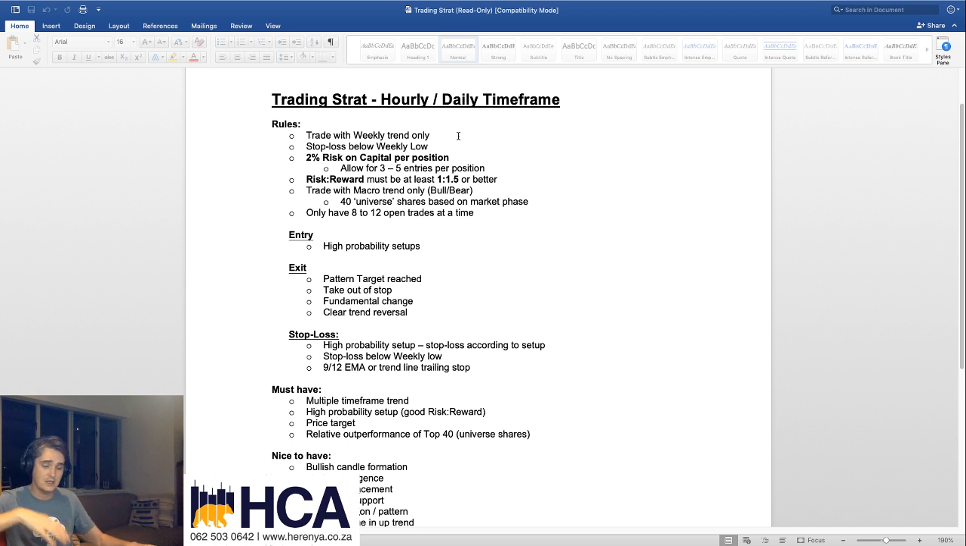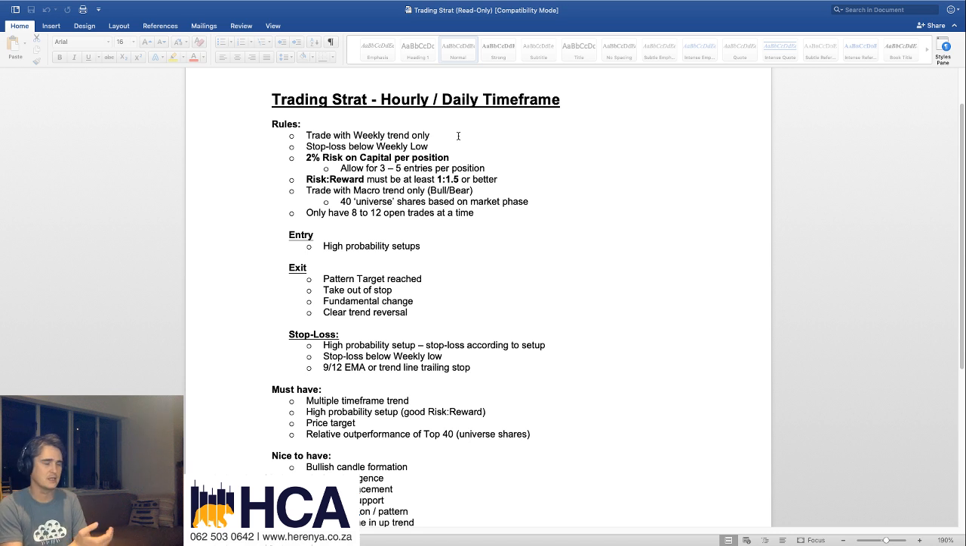Nobody can give you a set of rules and say this is going to make you $1 million, because it just doesn't work like that. You have to come up with your own rules. Only when you make your own rules will you have the discipline to stick to them. So okay, trade with the weekly trend only. Stop loss below the weekly low. 2% risk on capital per position. Allow for 3 to 5 entries per position. So I'm taking less than 2% risk per trade.